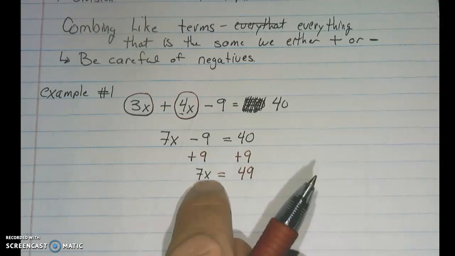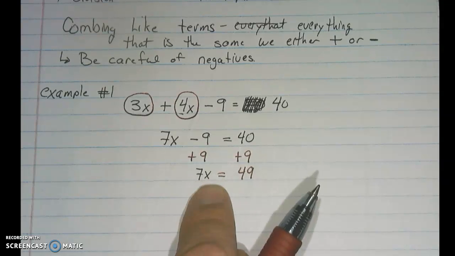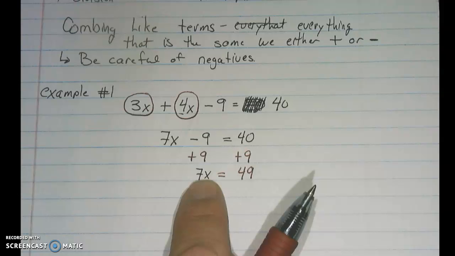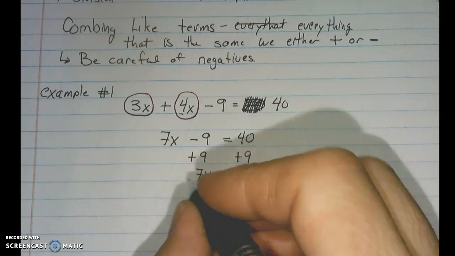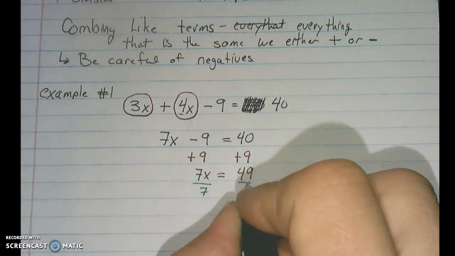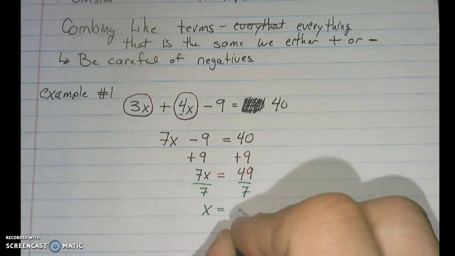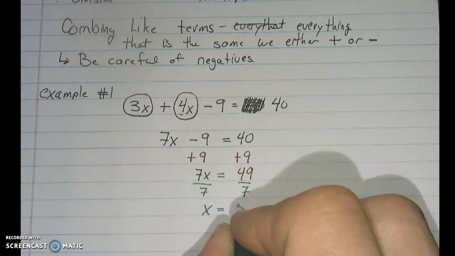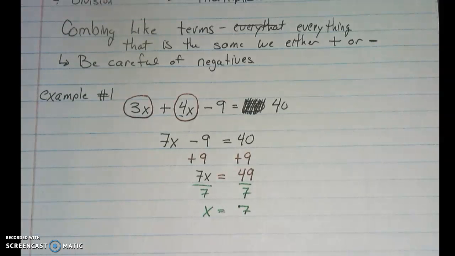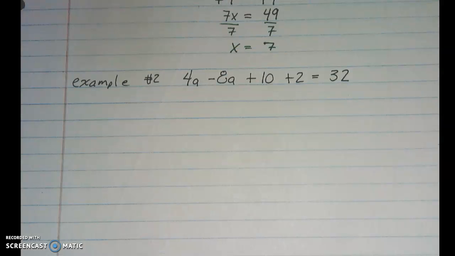Okay, so this goes back to what we were doing yesterday was the test. So Tuesday, what do we see? What kind of operation do I have? What operation am I given? Well, I need to divide because I'm given multiplication. So x is equal to 7. Okay? All right.